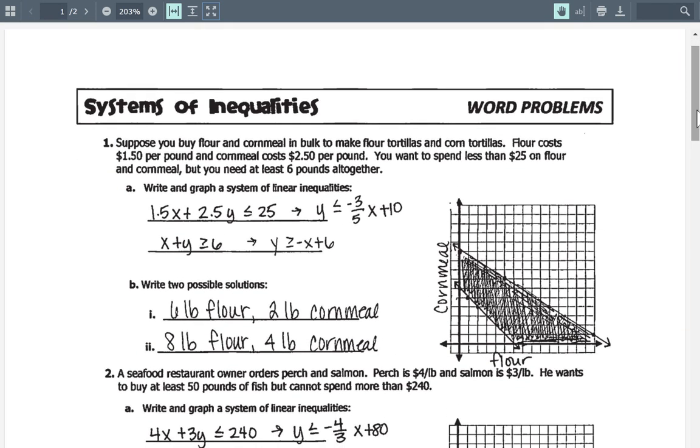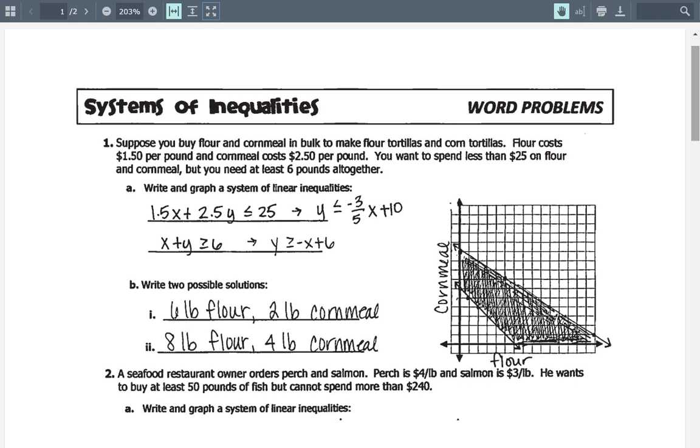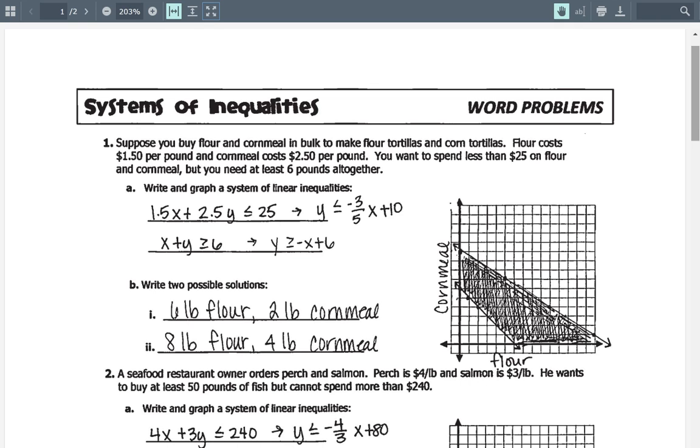In today's lesson, we're going to be looking at systems of inequalities in terms of word problems. So let's do a couple of examples together.